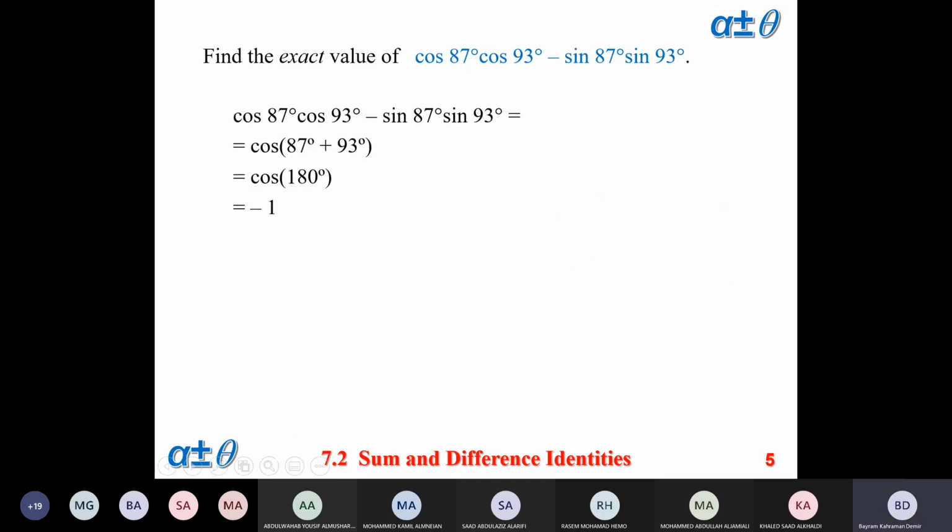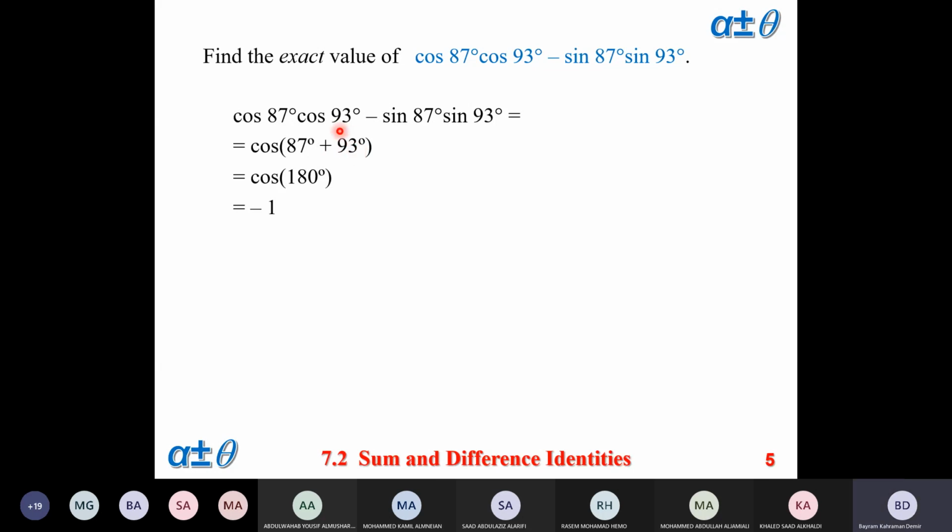Okay, next. So they ask you to calculate cosine of 87, cosine of 93 minus sine of 87, sine of 93. Well, definitely, we don't know these values, right? Cosine of 87, cosine of 93. These are not the famous angles. But if you look at the expression, Shabab, the expression is a cosine formula, right? It's a cosine of 87 plus 93.